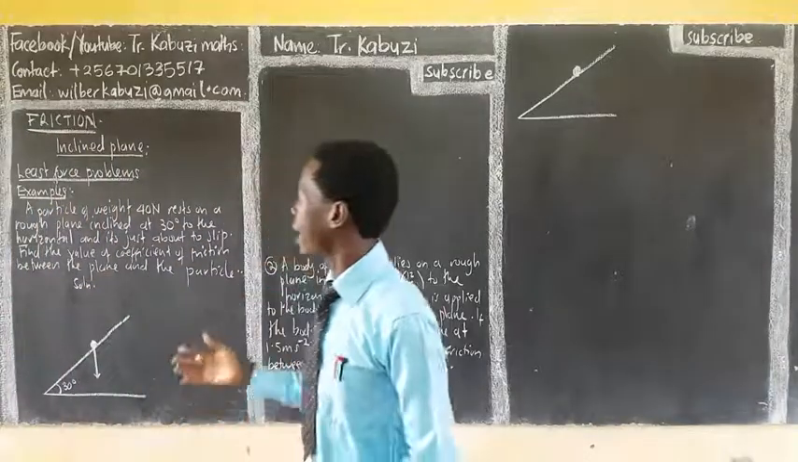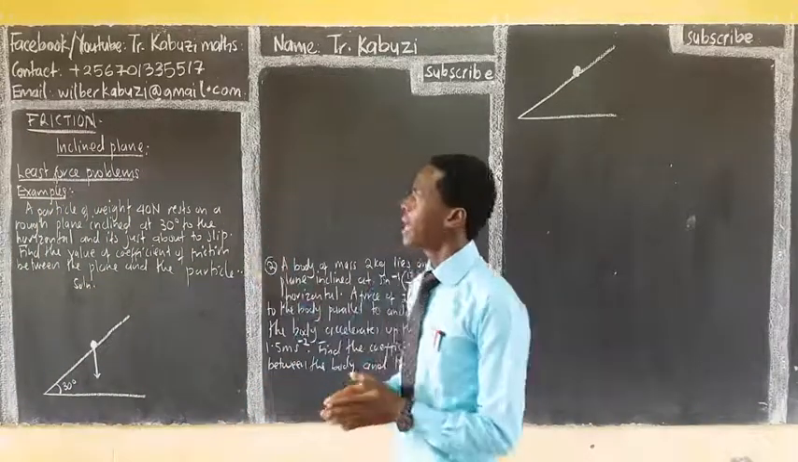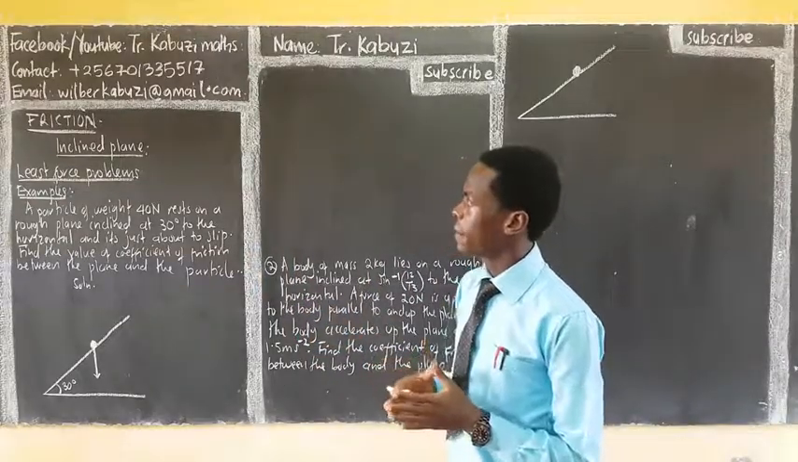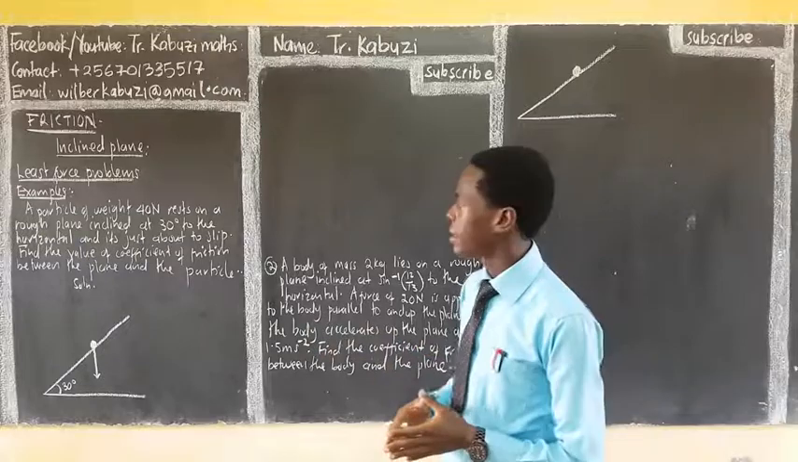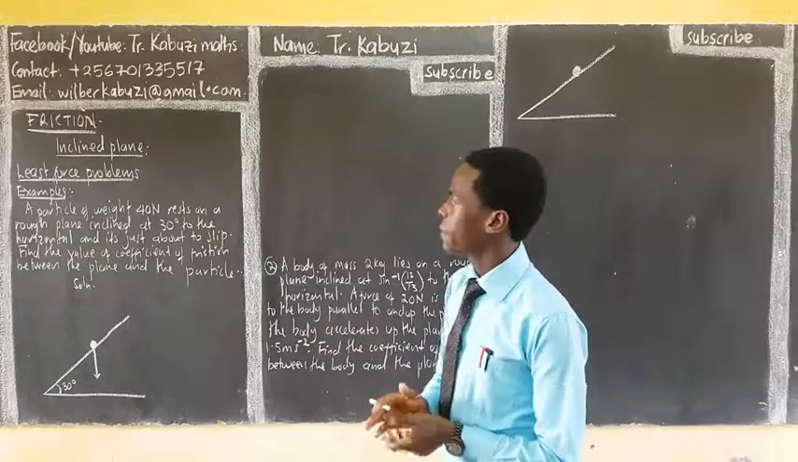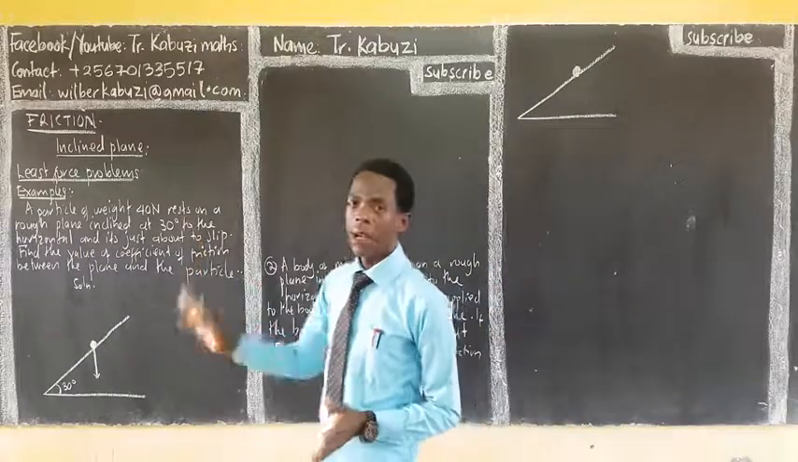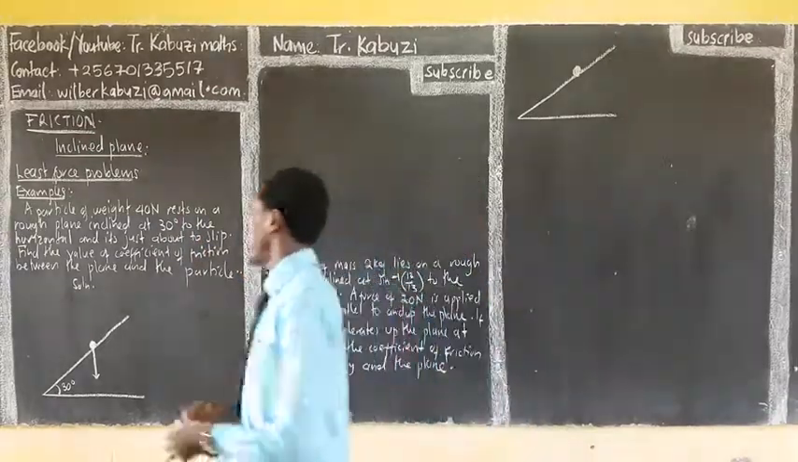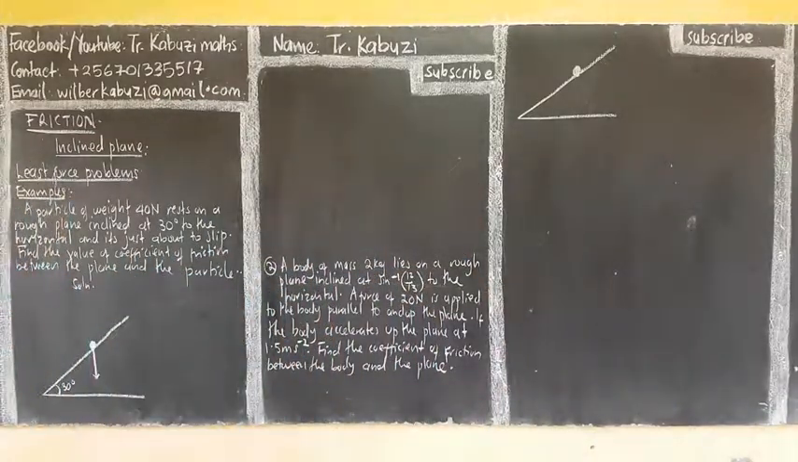Let us see examples of inclined plane with friction here. We are seeing this first problem, but we are starting with the basics still. A particle of weight 40 newtons. Whenever you hear the word weight, you don't need to multiply with gravity, because weight is all we need. So the weight is 40 newtons.